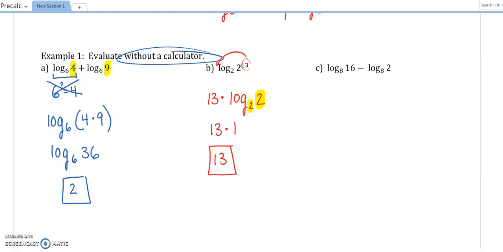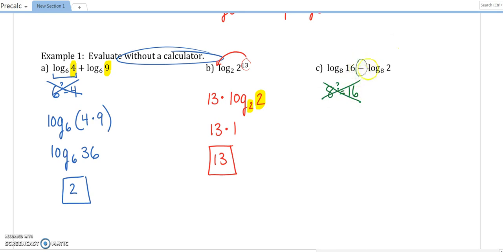So letter C, it says log base 8 of 16 minus log base 8 of 2. Again, it's kind of hard to rewrite as an exponential because I wouldn't be able to solve it. It looks like maybe I would, 8 and 16, but when I say 8 to the what is 16, I don't have an answer, because even though 8 and 16 seem related, they're not exponentially related. I can't put an exponent on one of them and get the other. So I still can't do it that way, so I have to use my properties.